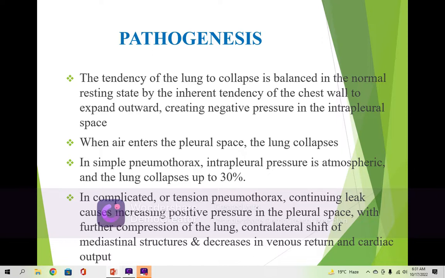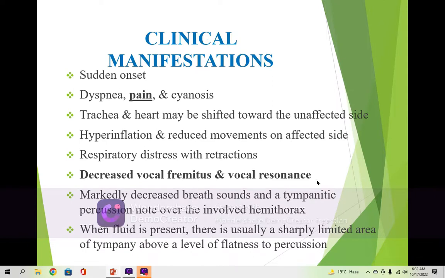And there is also the shifting of the trachea along with it. This is called tension pneumothorax. It is a severe form of open pneumothorax or closed pneumothorax. Usually, as I already mentioned previously, it is most commonly seen in cases of the valvular type of pneumothorax.